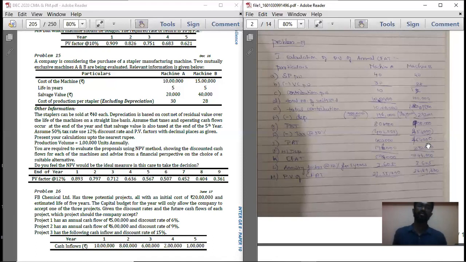So to this profit after tax, if you add depreciation, you will get CFAT. That is the requirement. That is CFAT into annuity factor. CFAT, if you multiply it with the discount factor, you will get the present value. So first we need CFAT. For that, PAT plus depreciation is CFAT.